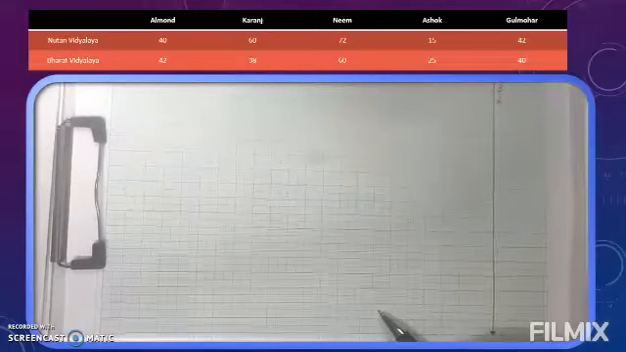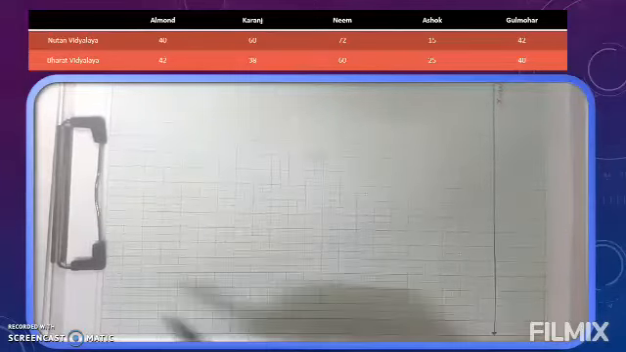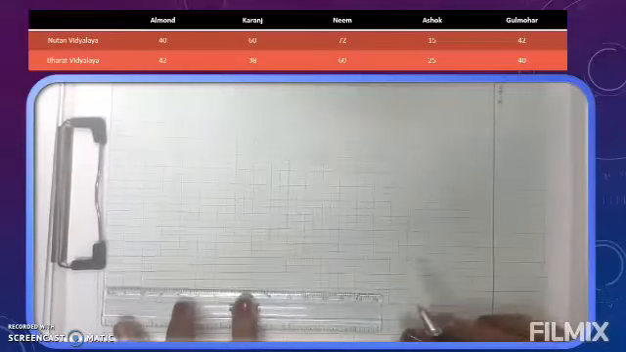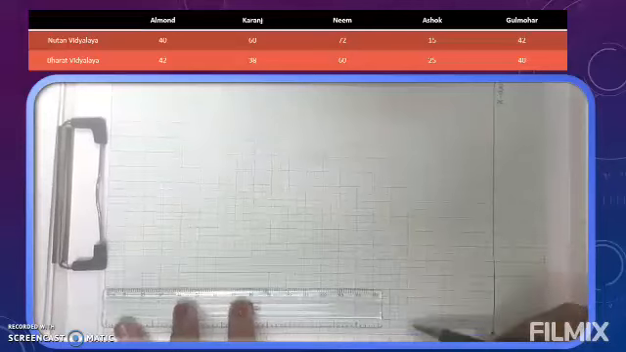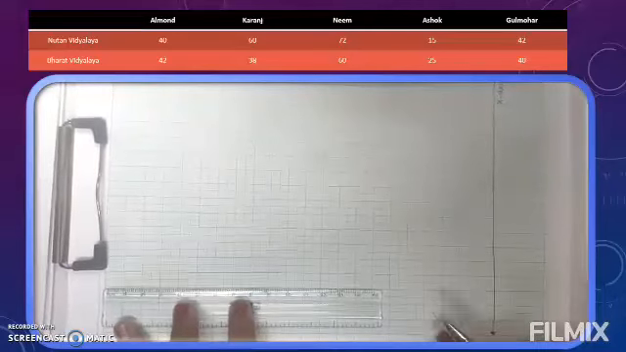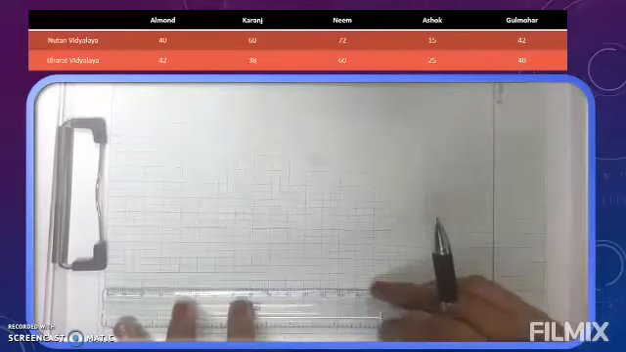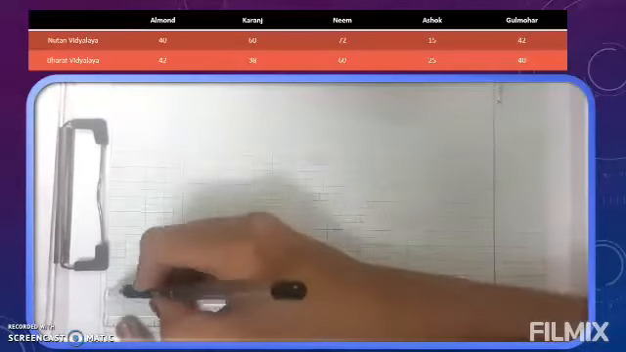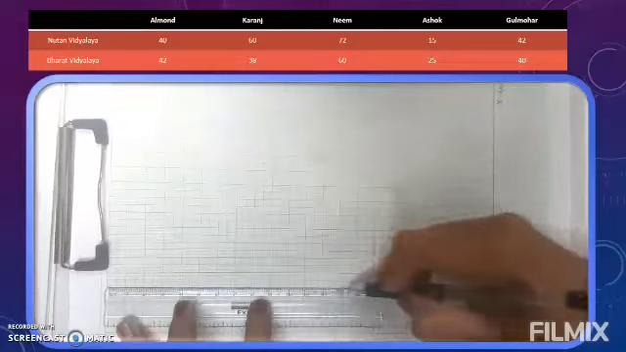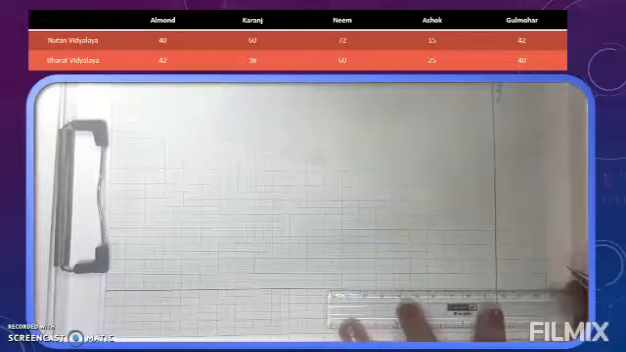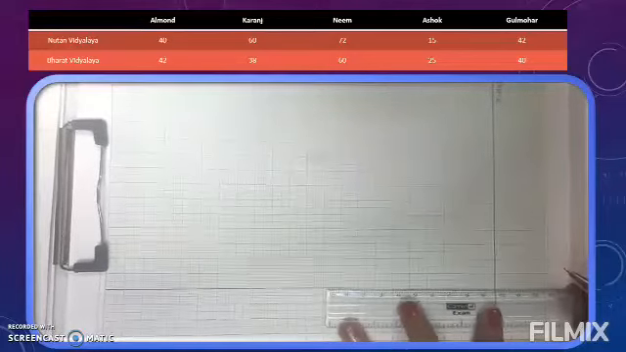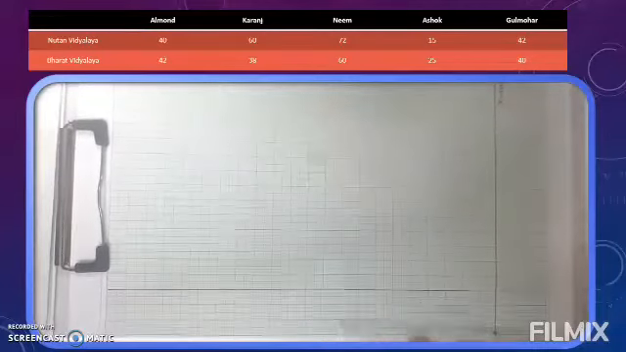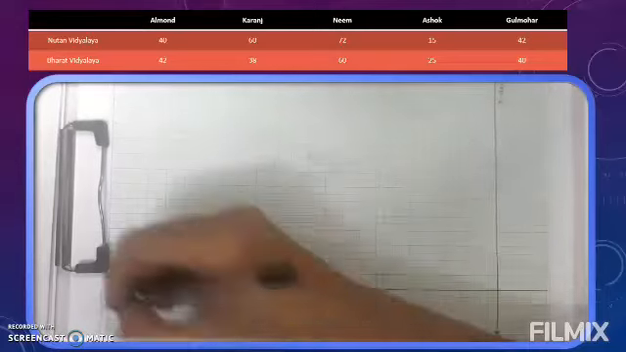From here you leave either two boxes or three boxes and draw one vertical line, and again that line should be exactly on the darker green line. For this y-axis also I am leaving three boxes, and arrange your scale properly exactly on a darker green line and draw one vertical line. Again I am repeating the same point. See to it, your x-axis and y-axis should be exactly on the darker green line.